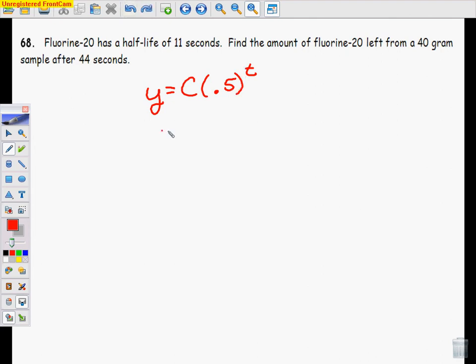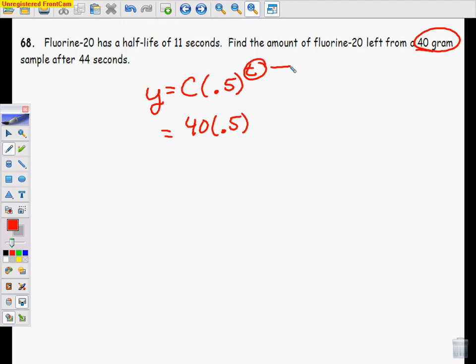From there, we're just going to plug in our values. C is the initial amount. The initial amount was 40 grams, times 0.5 to the t. Now t is tricky here. t is not the overall time period. t is the number of half-lives that go into the time period.